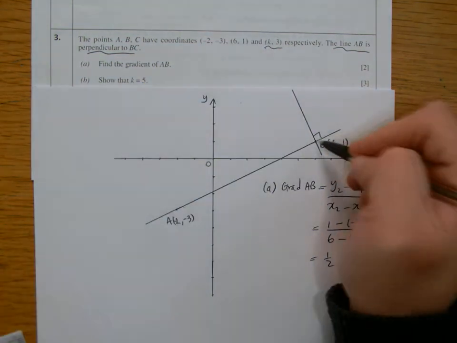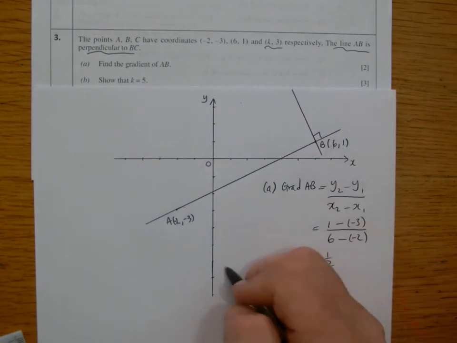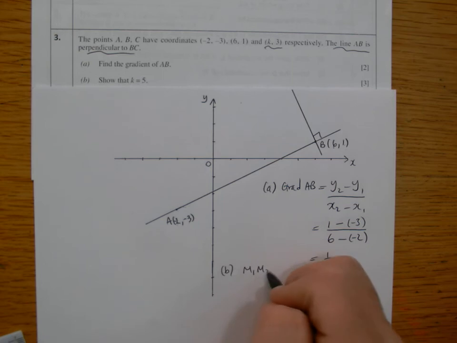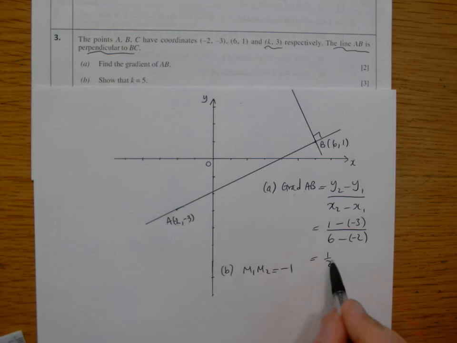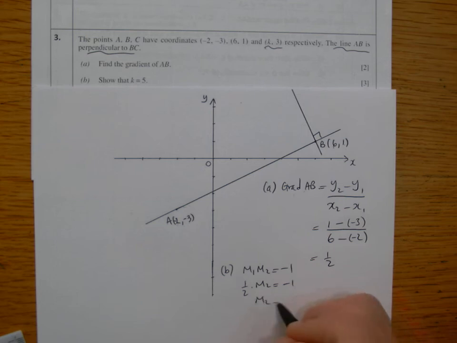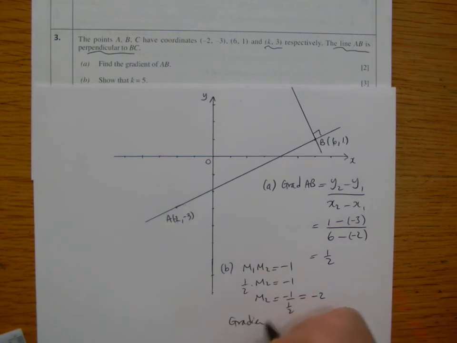Of course, we know when it's perpendicular, right angles, we can use the gradient formula m1 times m2 equals minus 1. So we know the gradient of AB, we worked it out to be 1/2. So we can then work out the gradient of BC from there. So 1/2 times m2 is minus 1, take the 1/2 over and divide. And when you've got a fraction at the bottom, flip it, so the 2 goes on top, so you get minus 2. So the gradient of BC is minus 2.